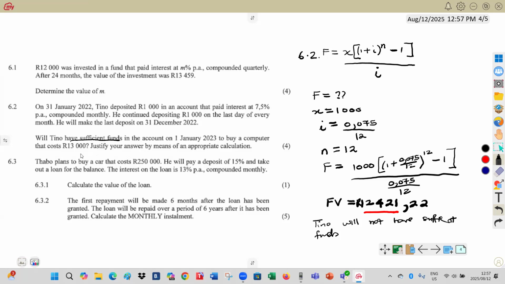So thank you. Let's go to the next question, which is 6.3. Let's remove this part. We go to 6.3.